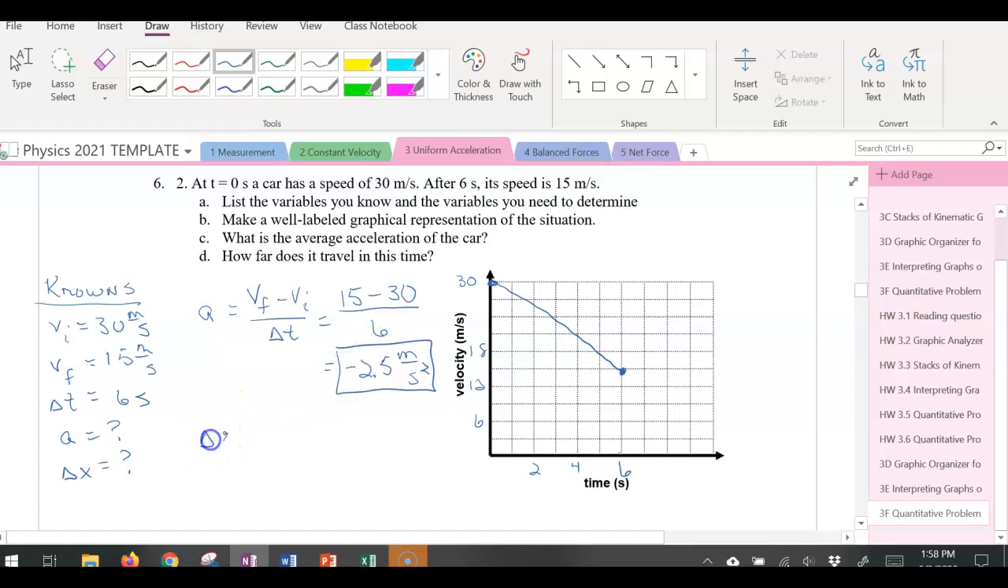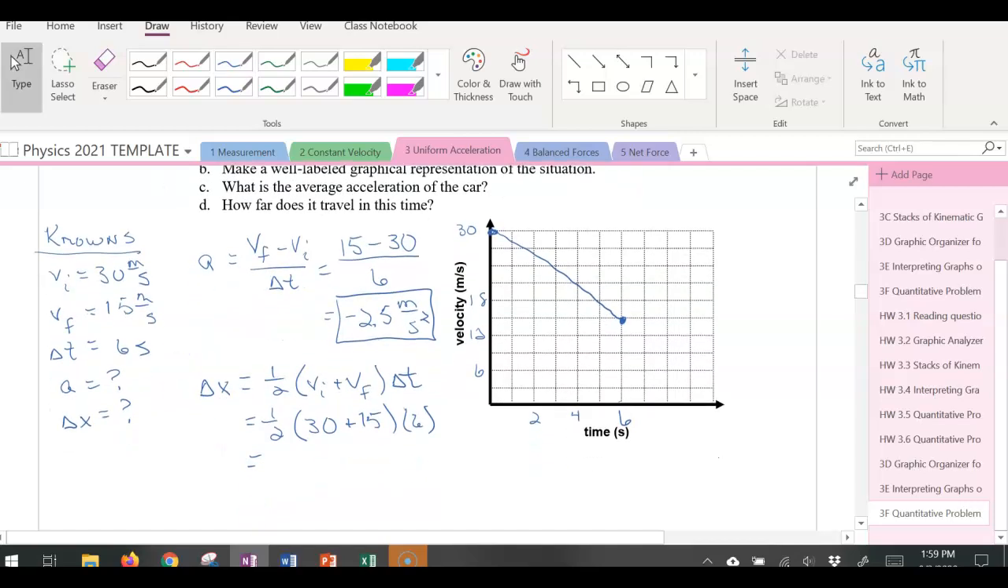And the displacement should be half of the VI plus VF times delta T. Girls, make a habit of writing these equations before you plug the numbers in. It will really help you learn, start to memorize them. And so I get, let's see, 135. The 135 meters is the displacement.